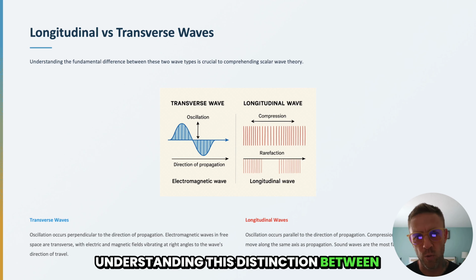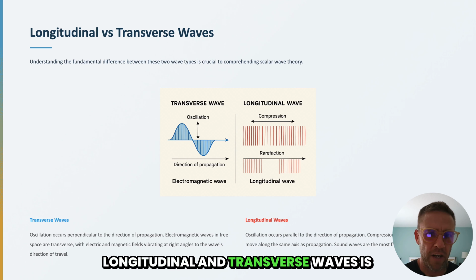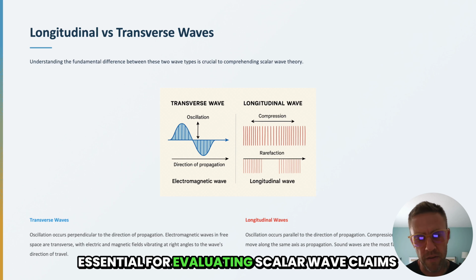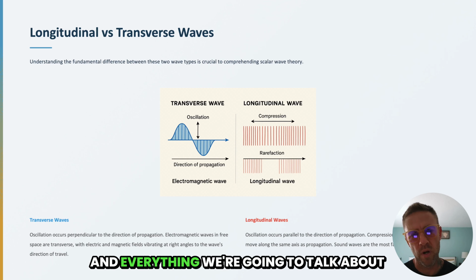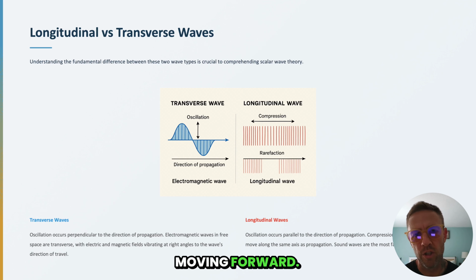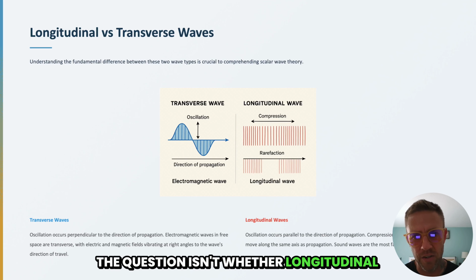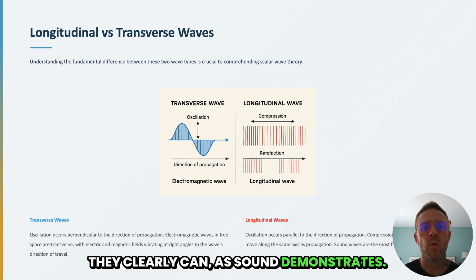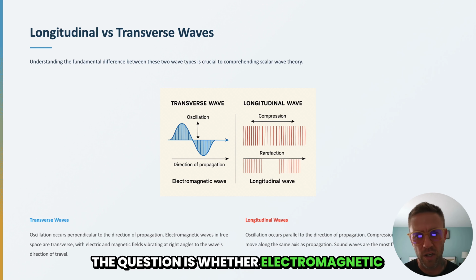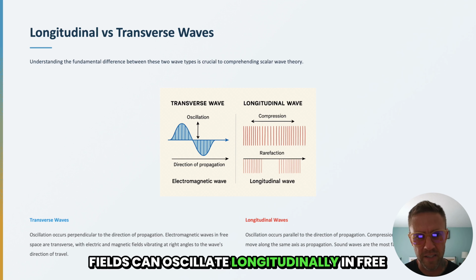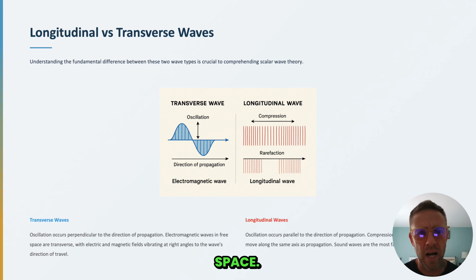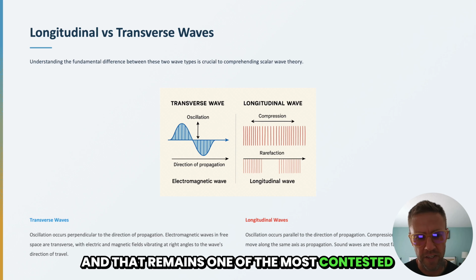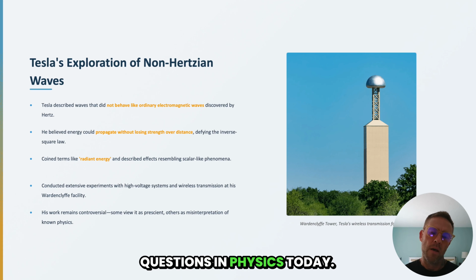Understanding this distinction between longitudinal and transverse waves is essential for evaluating scalar wave claims and everything we're going to talk about moving forward. The question isn't whether longitudinal waves can exist in nature. They clearly can, as sound demonstrates. The question is whether electromagnetic fields can oscillate longitudinally in free space. And that remains one of the most contested questions in physics today.